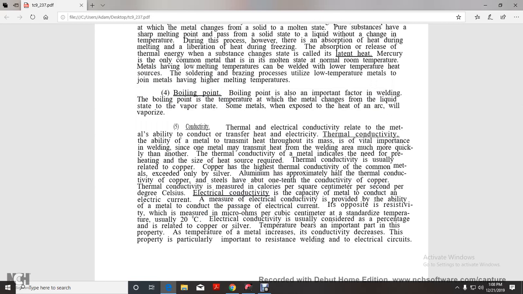Thermal and electrical conductivity relate to the metal's ability to conduct and transfer heat and electricity. Thermal conductivity is the ability of a metal to transmit heat through its mass and is of vital importance for welding, since one metal may transfer the heat from the weld much more quickly than another. The thermal conductivity of the metal indicates the need for preheating and the size of the heat source required. Thermal conductivity is usually related to copper. Copper has the highest thermal conductivity of the common metals, exceeded only by silver. Aluminum has approximately half the thermal conductivity of copper, and steel has about one-tenth the conductivity of copper. Thermal conductivity is measured in calories per square centimeter per second per degree Celsius.